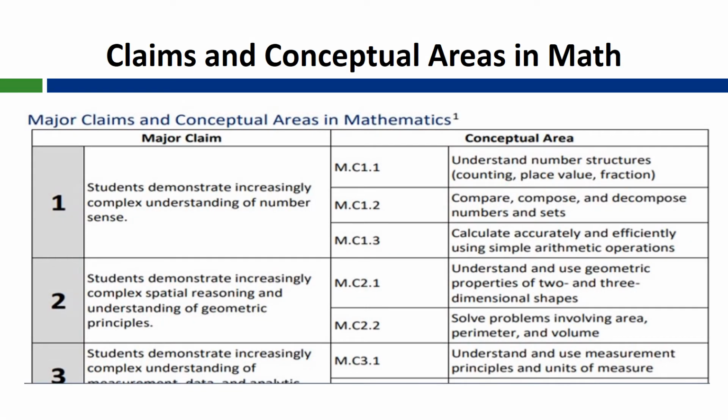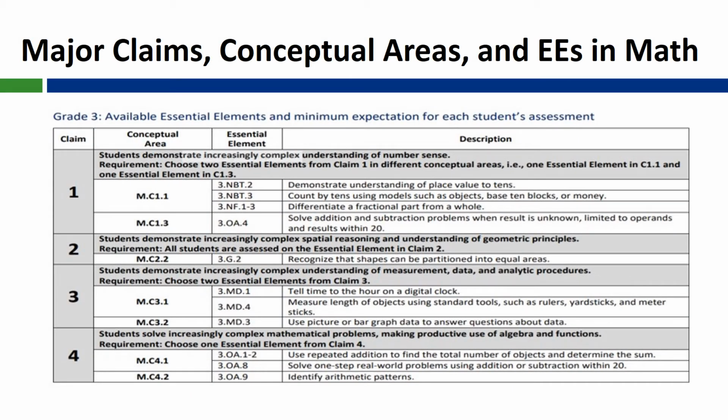You will need to get out the math blueprint and look only on page 1. Notice that math, like ELA, has 4 major claims and 9 conceptual areas. There are mini maps to go with each of the essential elements. Here is a screenshot of the major claims, concepts, and essential elements in math. Again, like ELA, there are mini maps that go along with each essential element in math.